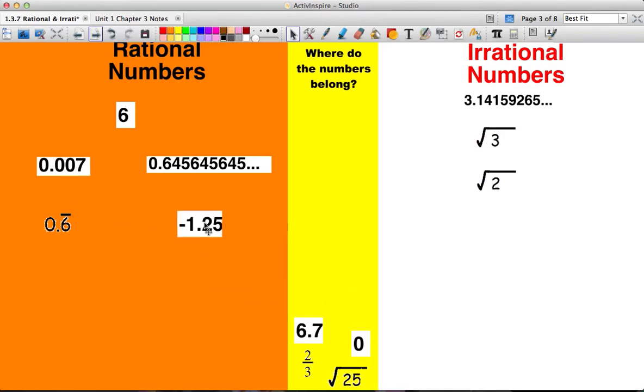-1 and 25 hundredths is a rational number. It has a terminating decimal, so it is rational. 6/7 has a terminating decimal, so it is rational. 0 is just 0, but it is a rational number because it is also an integer. 2/3 goes on forever. However, it repeats, so it is a rational number.